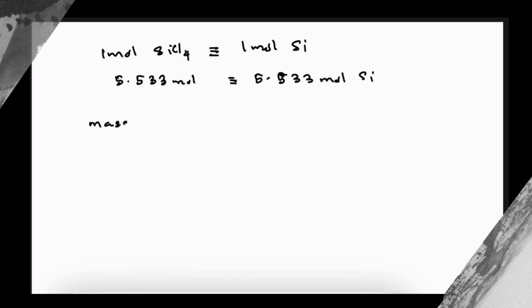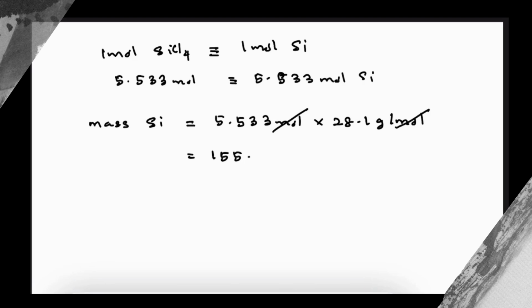mass silicon produced is actually 5.533 mole times 28.1 gram per mole is equal to 155.48 gram. Okay, so this is the mass of silicon used in this reaction.